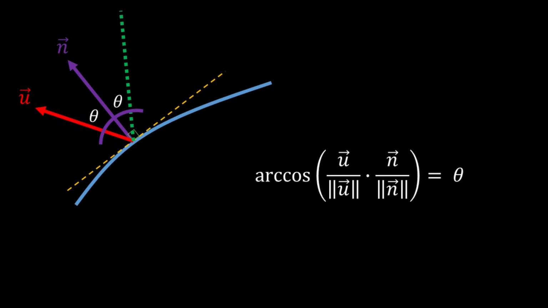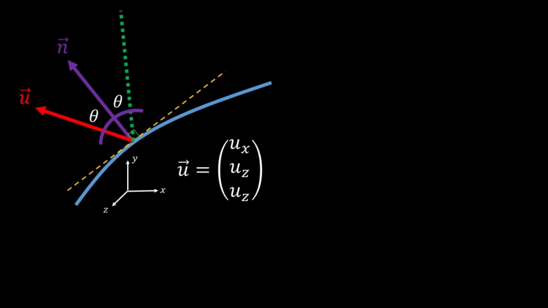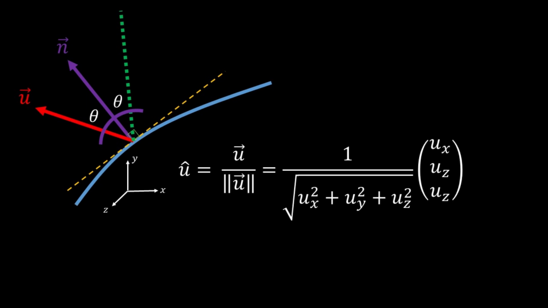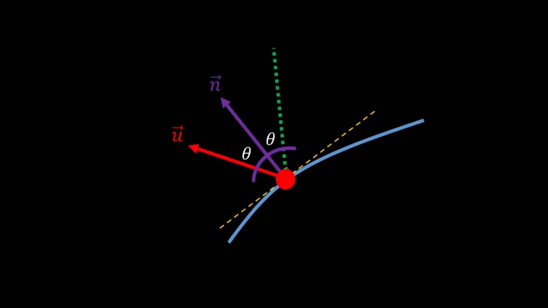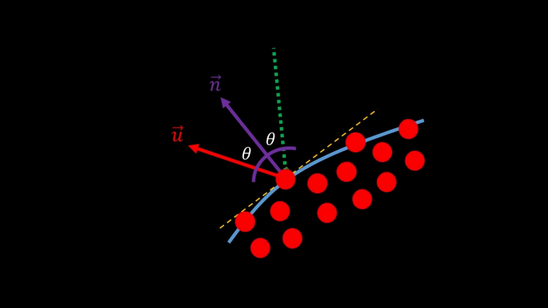Note that in such expression we need to compute the dot product of the normalized vectors, this is, divided by their magnitudes. If we put a reference system, the vectors can be written in terms of their components, so the magnitude is written as follows. Hence, to compute the normalized vector, we have to multiply with the inverse square root of ux squared plus uy squared plus uz squared. And well, we need to do that for this point, but also for this one, and this one, and this one, and all the points on the surface.